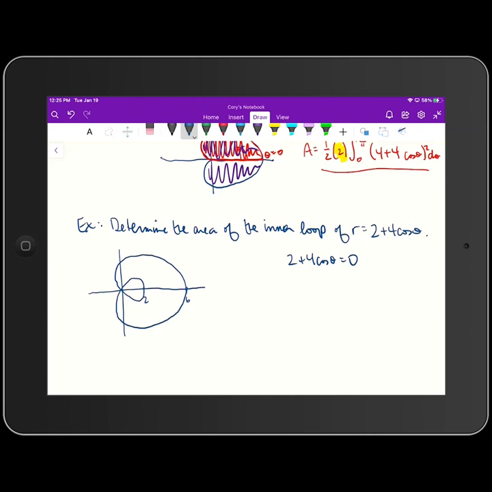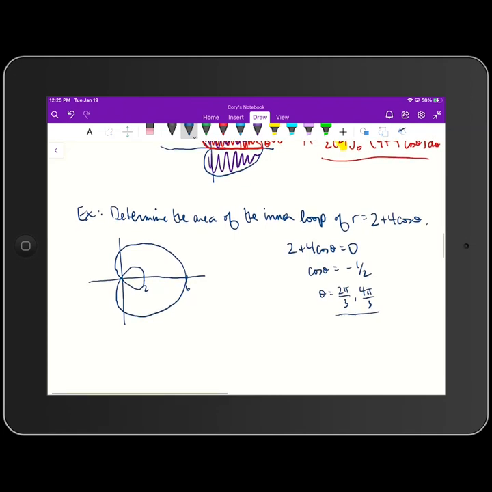And then when we solve for cosine, we get the cosine of theta is going to wind up becoming negative 1/2. So if we want to calculate where cosine is negative 1/2, we know cosine is 1/2 at the reference angle pi over 3. And then we know cosine is negative in quadrants 2 and 3. So the angle in quadrant 2 with reference angle pi over 3 is 2 pi over 3. And in quadrant 3, it is 4 pi over 3. Okay, so those angles are going to be really important for us whenever we set up our integral here.